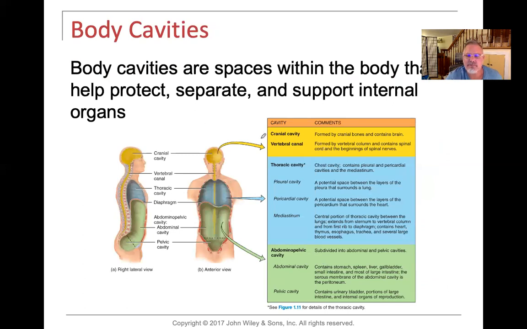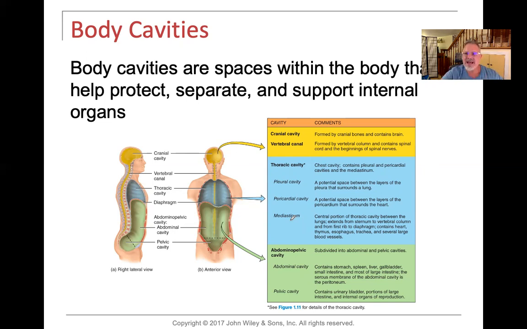Now, when we talk about body cavities, right in the center, we have the cranial cavity and vertebral cavity. That's going to house the brain and the spinal cord. Then we have a thoracic cavity. The thoracic cavity is going to house the lungs and the heart primarily. The mediastinum is the central portion that's between the lungs. It's behind the sternum, but in front of the spinal cord.